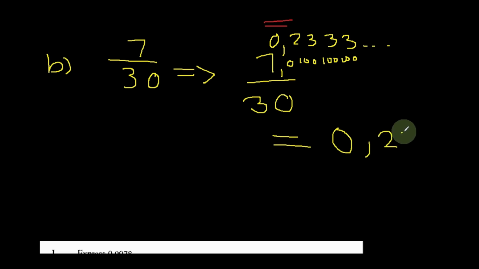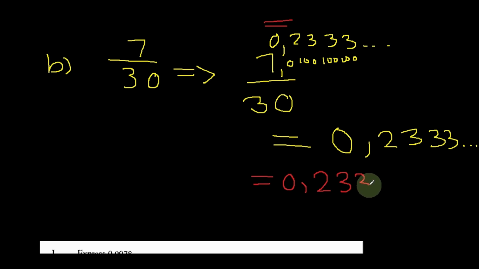So our answer is 0.2333... These 3 dots represent that it's going on, it's recurring. Zero, comma, 2, 3, 3, 3, and you put that dot on there. It shows that the 3 is recurring.